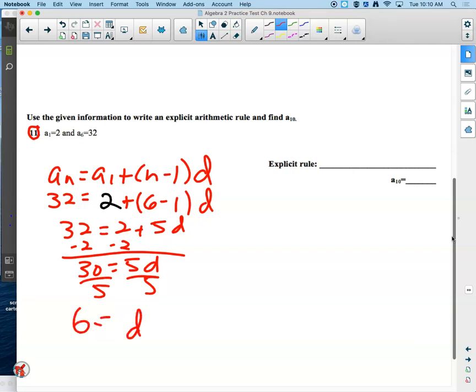And here's where we're going to resist the urge to say, we're done, because we're not. You know, we did the hard part. The hard part was figuring out what the a sub 1 and d are. So now we can go back and plug them in. Distribute, simplify.